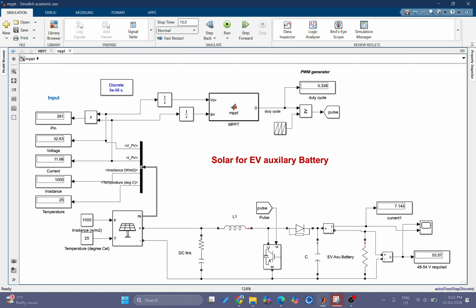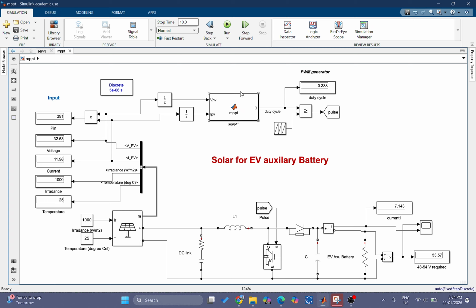the low PV voltage, and the PV operates around 32.63 volt, while the auxiliary bus operates at 54 volts. So the boost converter not only steps up the voltage but also controls the PV operating point by adjusting the duty cycle.